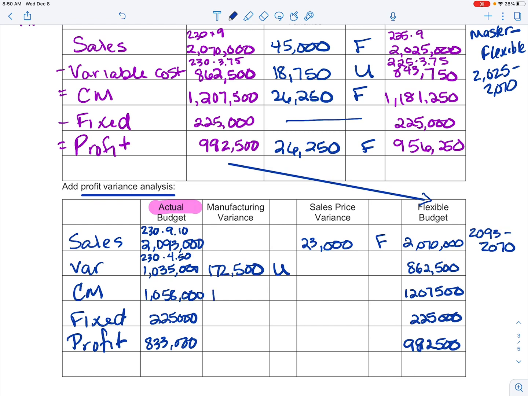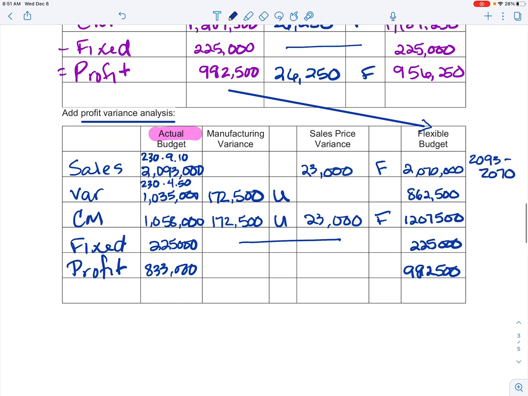My contribution margin brings both of these down. My fixed costs, I have nothing because there's no difference. And then we are just bringing those variances down, so we can kind of tell where they're both coming from.